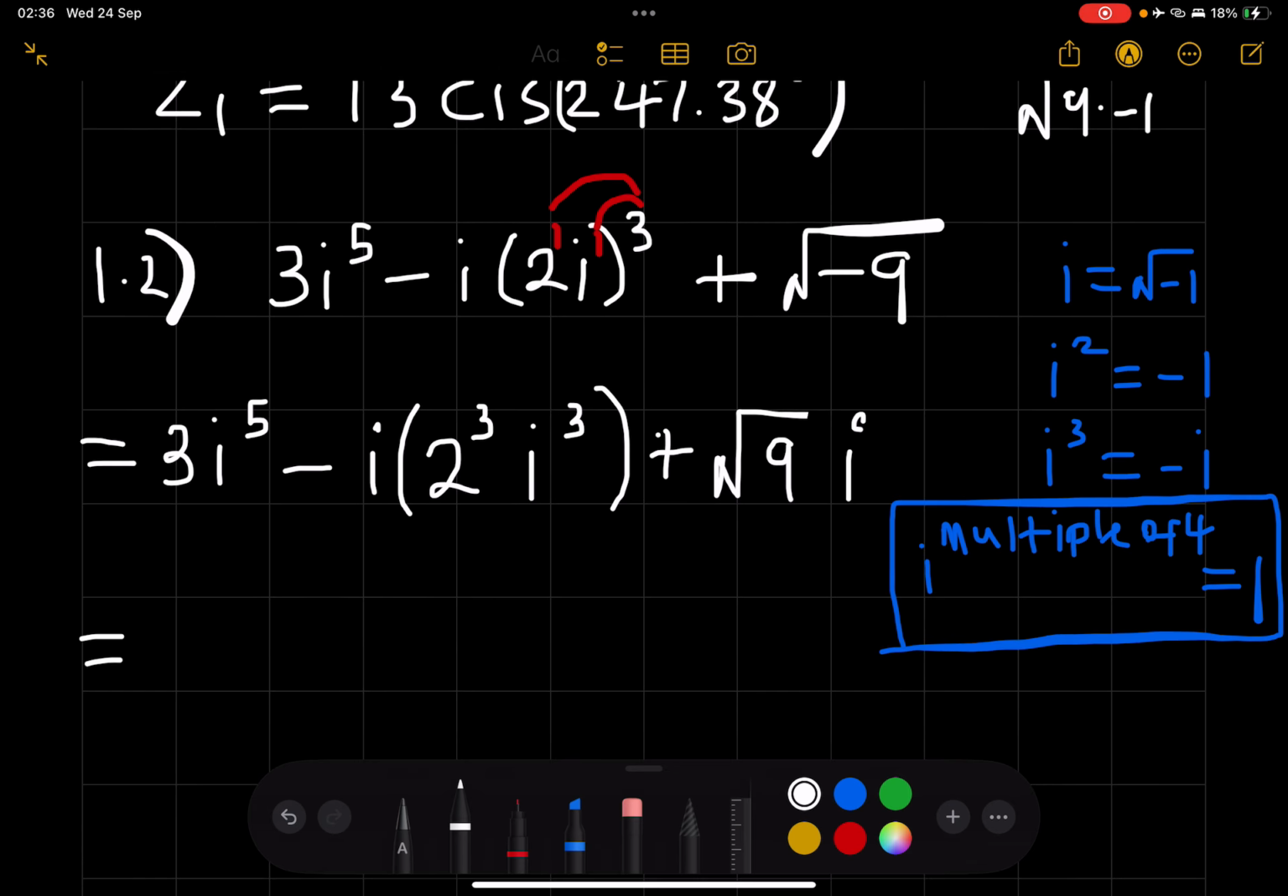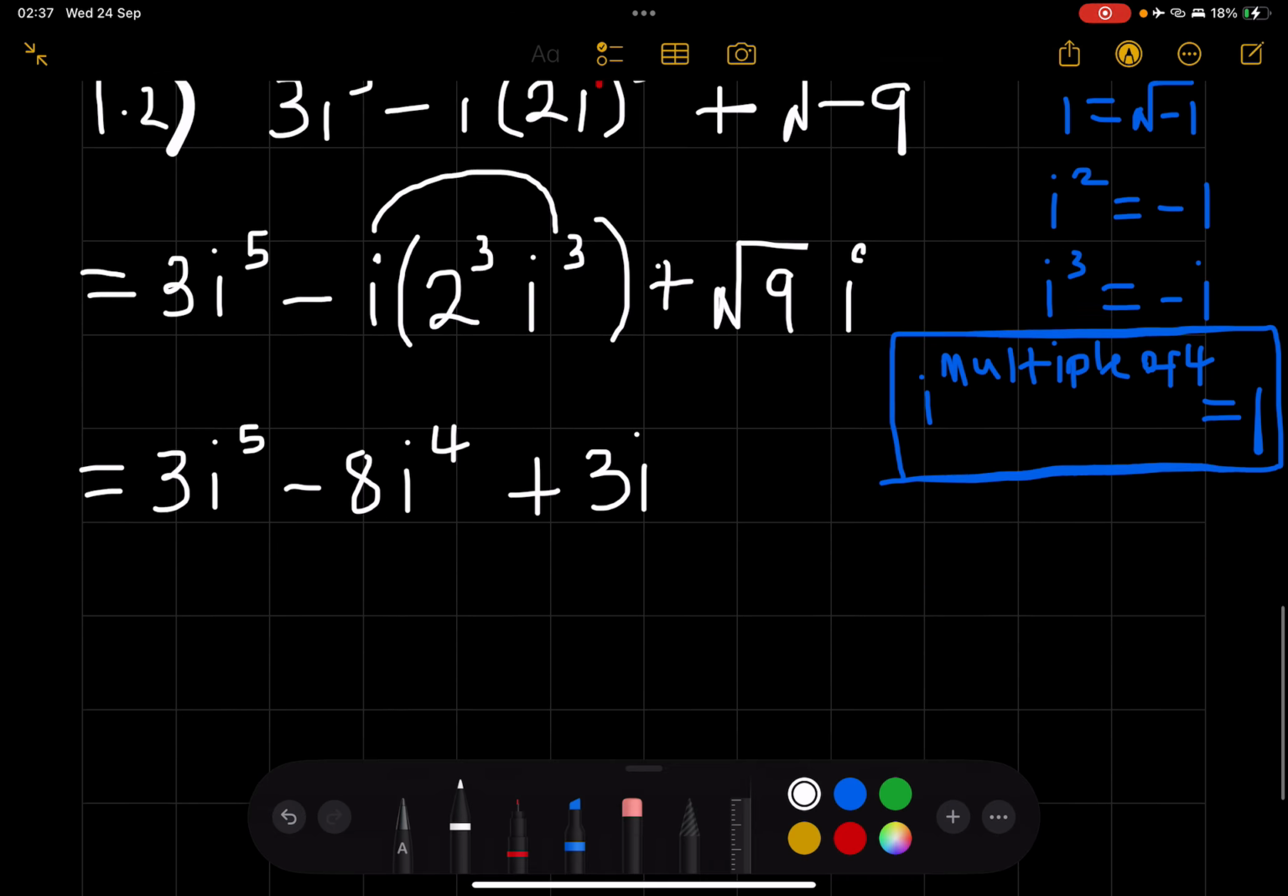We're going to have 3 to the power i to the power 5 minus, if you check here, this and that will give us i to the power 4, right? And the 2 to the power 3 will give us 8. So we have 8i to the power of 4 plus the square root of 9 will give us 3. So we have 3i there, right?